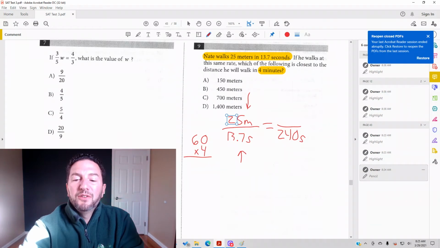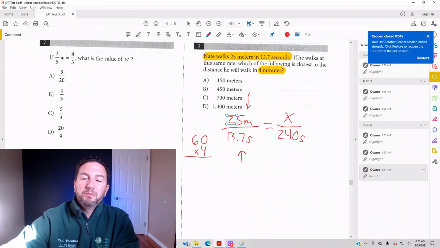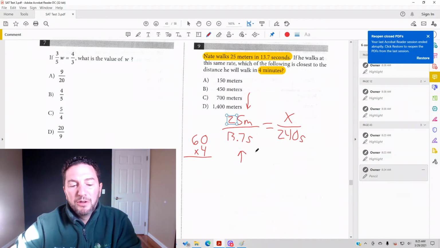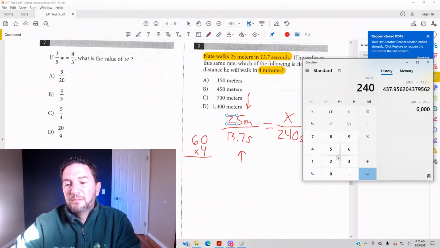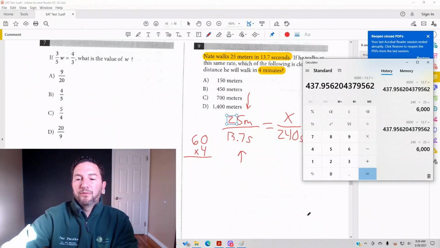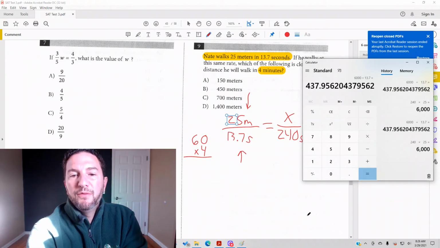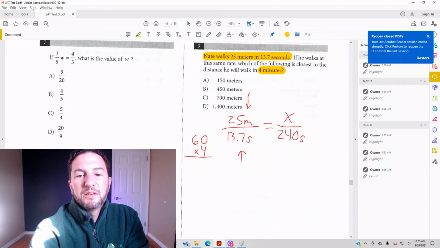And now I'm going to put an X over here. And what you could do is cross multiply and set equal. So I'm going to pull up my calculator over here. If you do 240 times 25, you're going to get 6,000. And then if you divide it by 13.7, you wind up with 437.95, which is answer choice B.